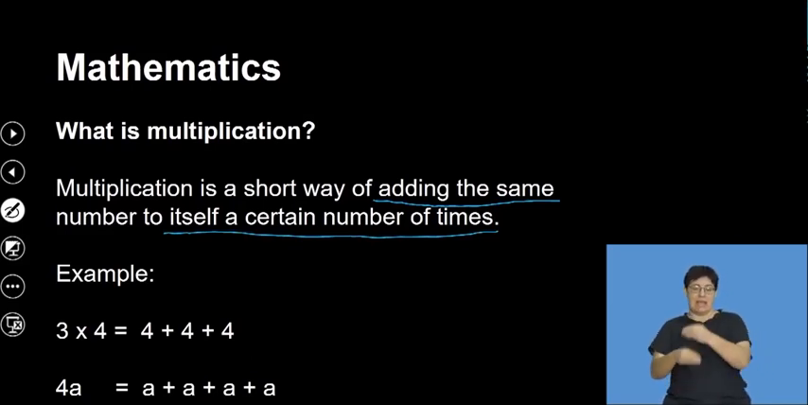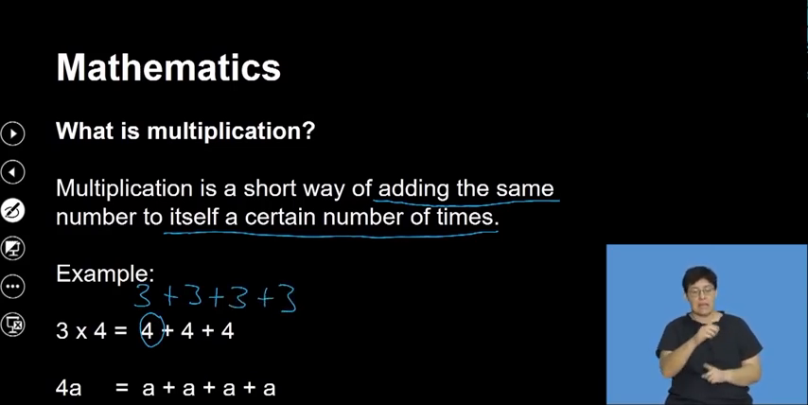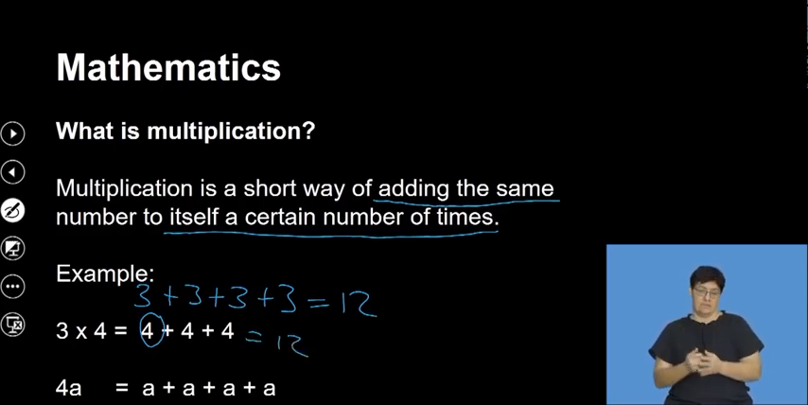So for example, if I say to you 3 multiplied by 4, what that means is I am adding 4 to itself 3 times. Or I am adding 3 to itself 4 times. If you want to take it in that direction, it will still give you the same answer. So 3 plus 3 is 6, plus 3 is 9, plus 3 will be 12. Similarly, 4 plus 4 is 8, plus another 4 will give me 12, right?